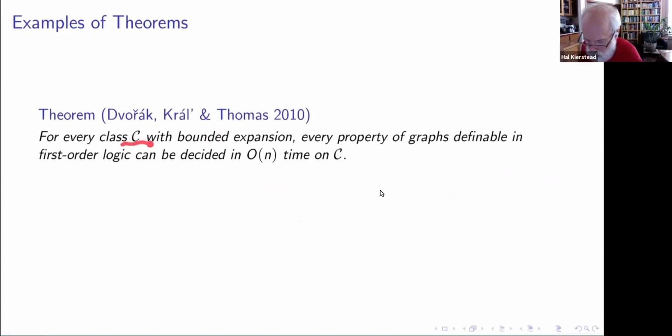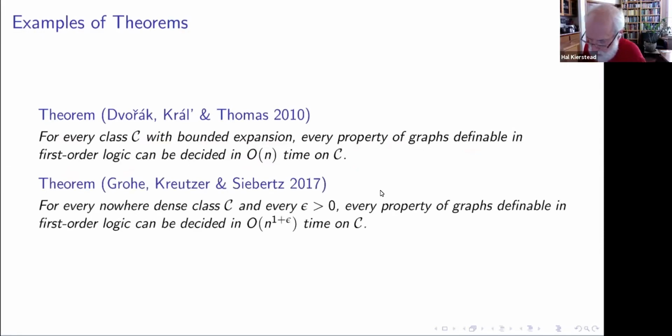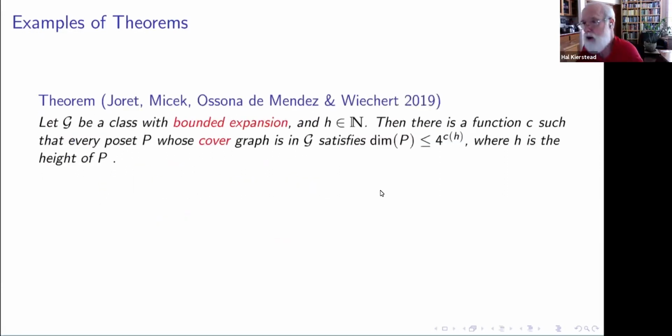So supposing C is a class with bounded expansion, then every property of graphs definable in first order logic can be decided in linear time on this class. And you have a similar result for nowhere dense classes. The difference is that you have to give up a little bit on the linear time. And well, if you're not so happy with all this computer science and logic stuff, then maybe you like posets.